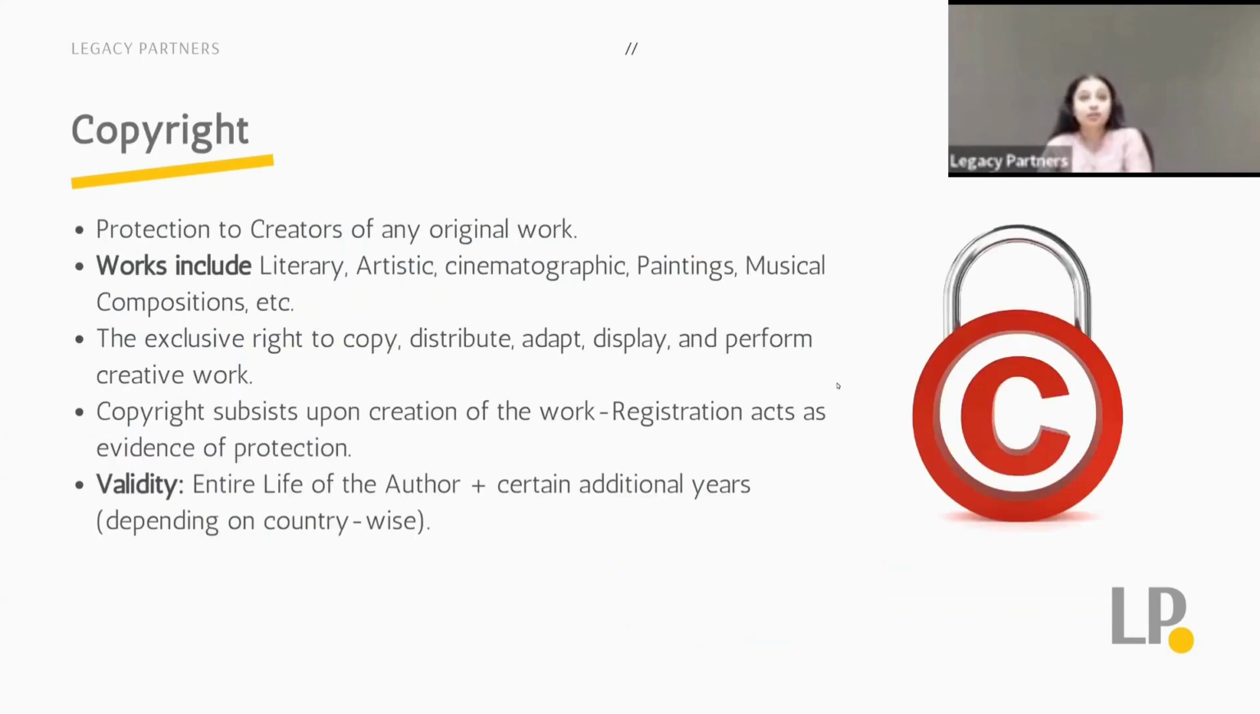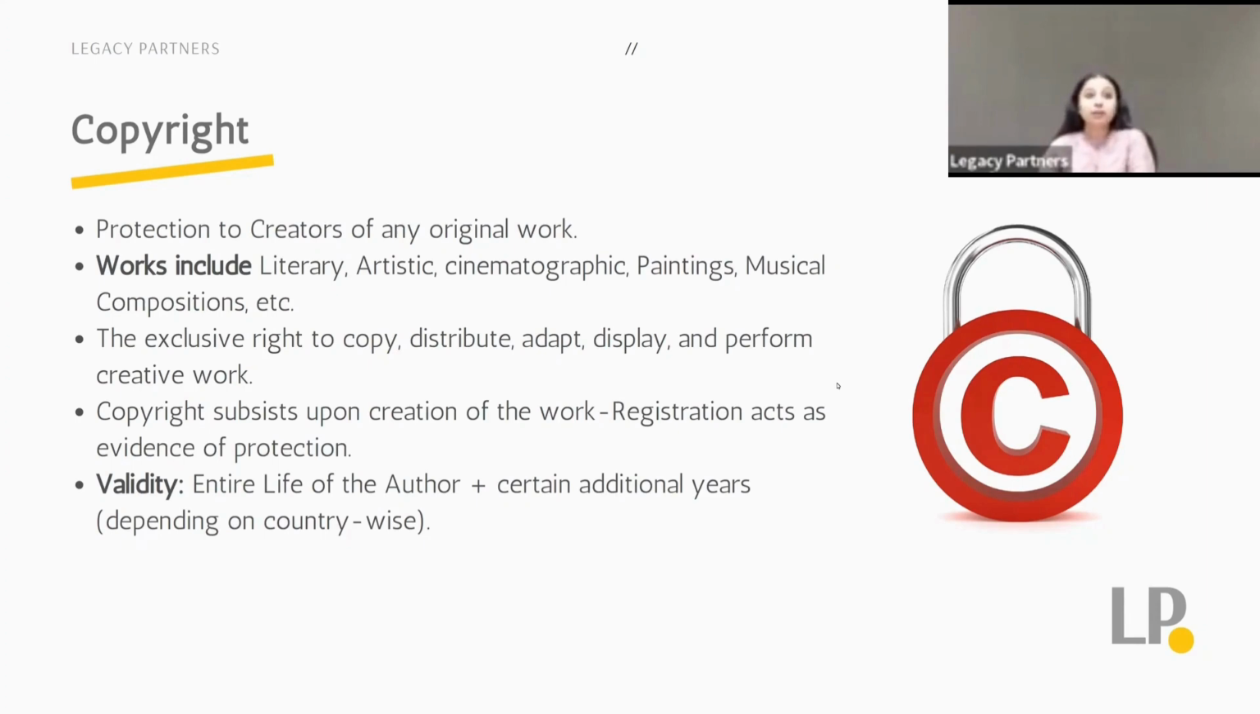Coming to the first type of intellectual property, copyright. Copyright is something which the creator or the owner of an original work gets whenever he creates such a work. By copyright, a person gets the right to copy, distribute, adapt, display, or perform the creative work. Works that can be protected under copyright include literary, artistic, and cinematographic works, paintings, musical compositions, etc. All these can be protected using copyright law.